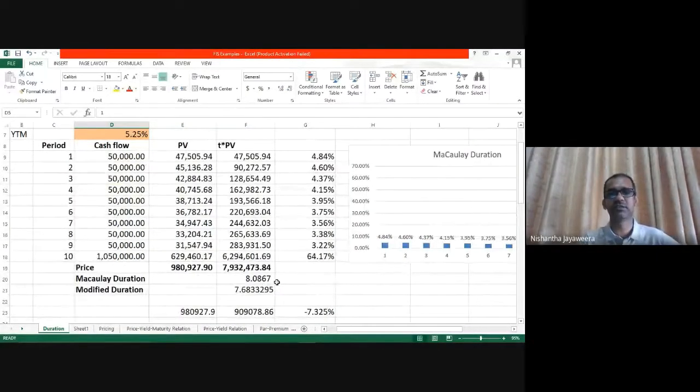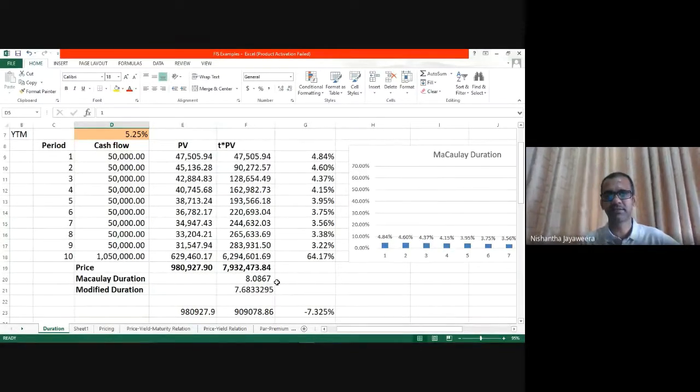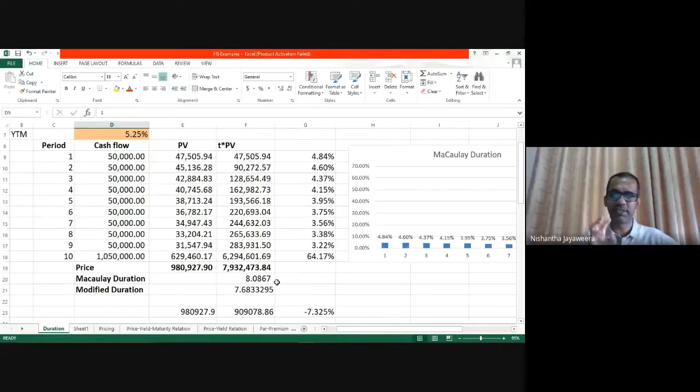Those are the factors that affect the duration. So that's why I explained: the higher the maturity, the higher the duration; the higher the coupon and the higher the yield, the lower the duration. And duration measures the sensitivity of price for a change in interest rate.